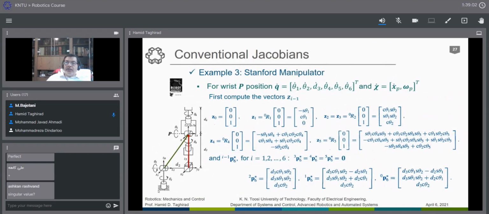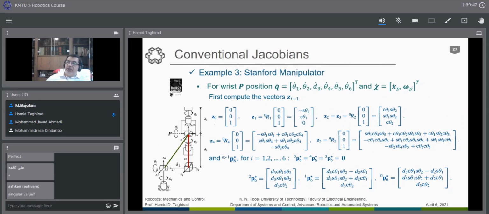Z_0 is 0, 0, 1 with respect to frame 0. But Z_1, as you see here, will have a theta 2 angle rotation with respect to theta 1, and this makes Z_1 equal to minus S theta, C theta. We use the rotation matrix. We cannot find all of them quite as simply as before, but it is not very hard. We have Z_1 multiplied by the rotation matrix, and we find Z in the 0 direction.